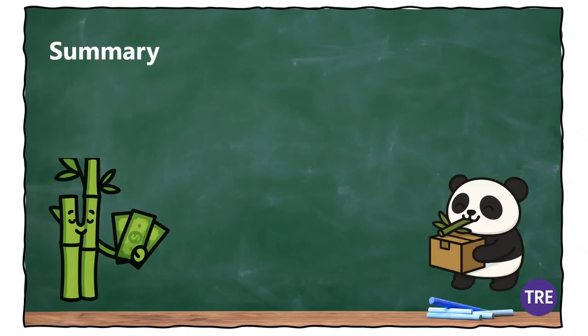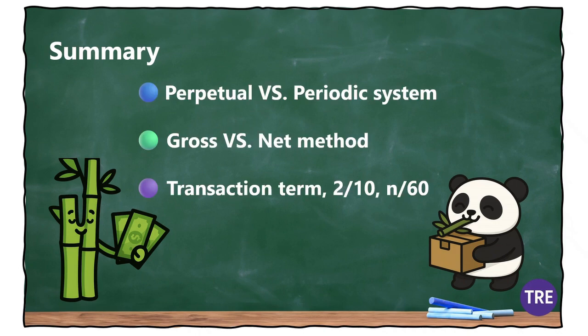Let's wrap up this quiz with 3 key ideas. First, perpetual versus periodic systems. In the perpetual system, every purchase, return, or freight cost updates the merchandise inventory account right away, and the seller records both sales and cost of goods sold immediately. In the periodic system, we use temporary accounts like purchases and freight in, and cost of goods sold is only determined at the end of the period.